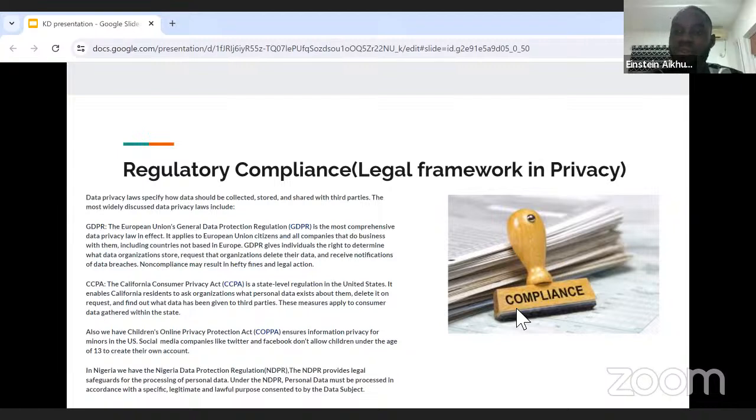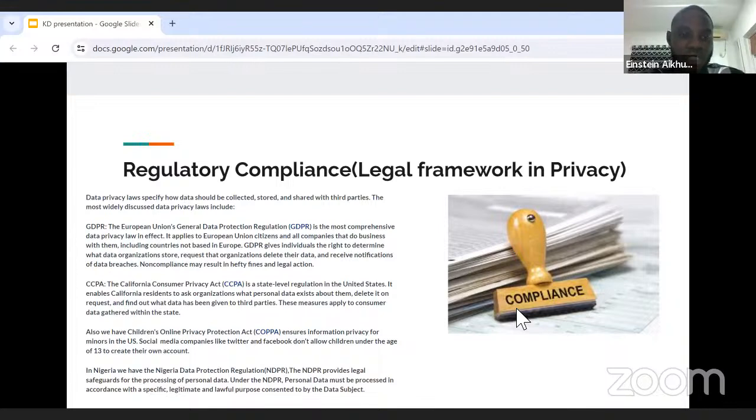For example, if you want to have an organization in Europe and you are a data firm or an IT firm, you have to adhere to the European Union General Data Protection laws that are put in place, whether you like it or not. If not, you'll be held to legal fines and legal actions.